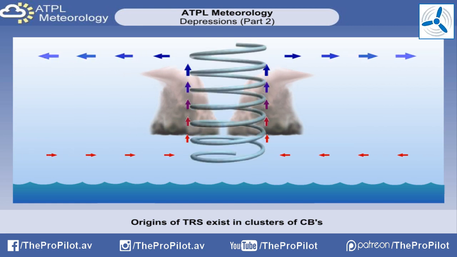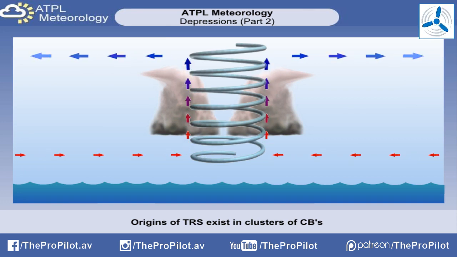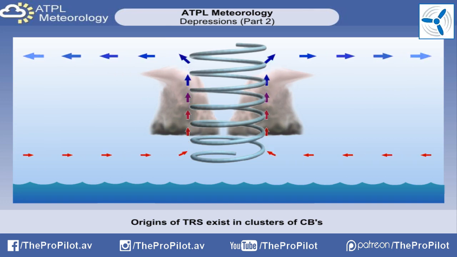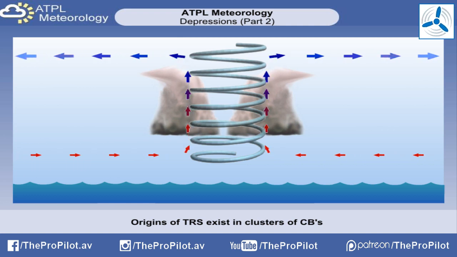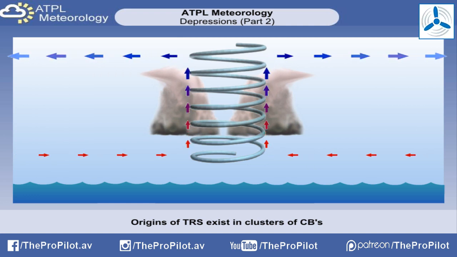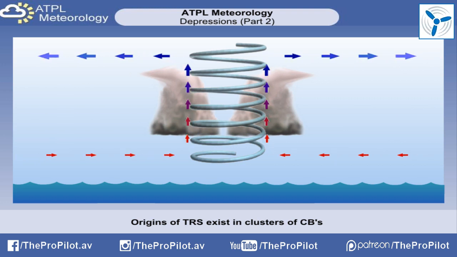These inflows and outflows develop a spiralling motion, the beginnings of the storm. Only around 10% of these cloud clusters go on to produce full-blown storms. Most simply die away fairly quickly.